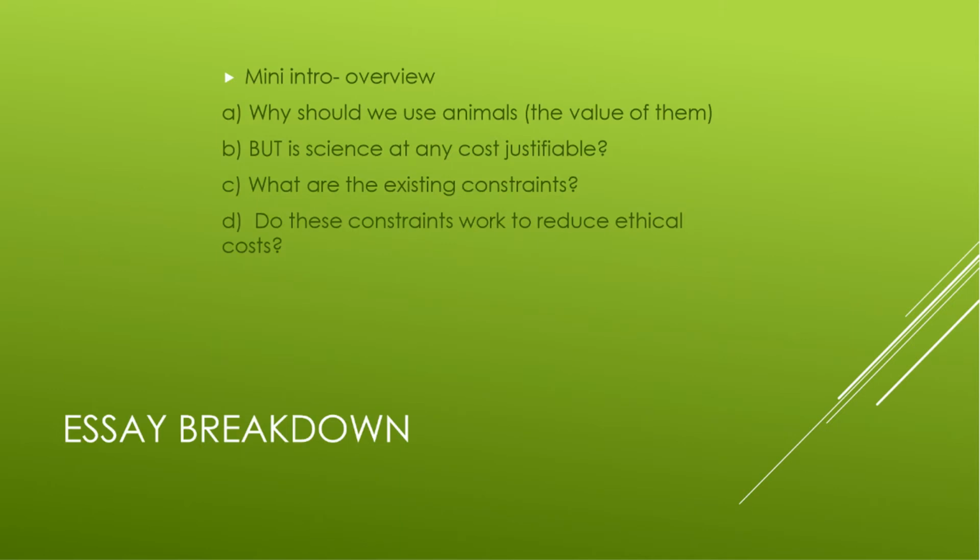Why should we use animals? The value of them. But is science at any cost justifiable? What are the existing constraints? And do these constraints work to reduce ethical costs? Obviously, if you use the other resources which I've given you, they do offer alternative ways in which you could structure this essay as well.